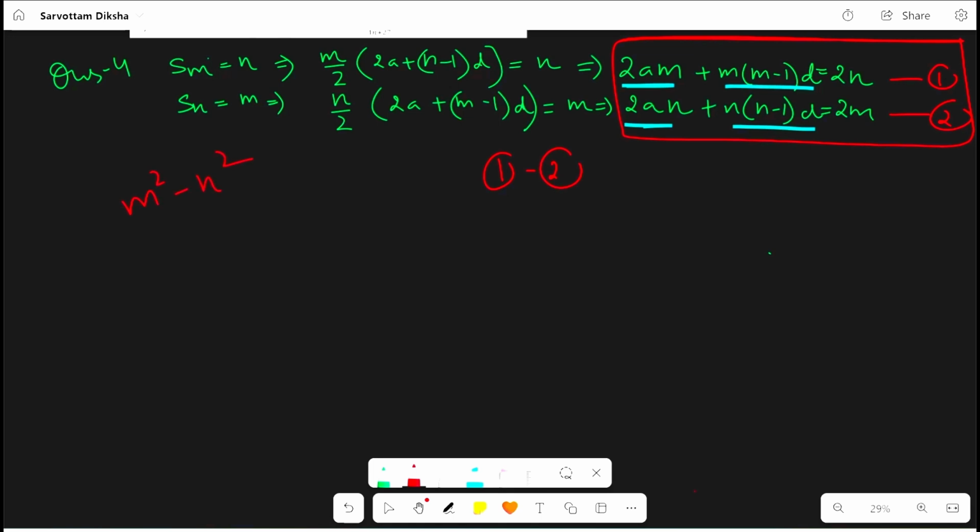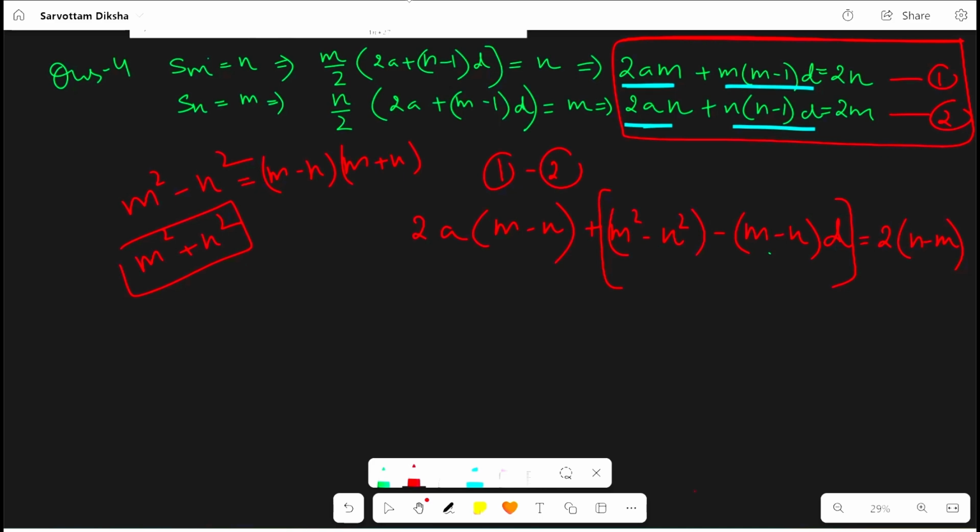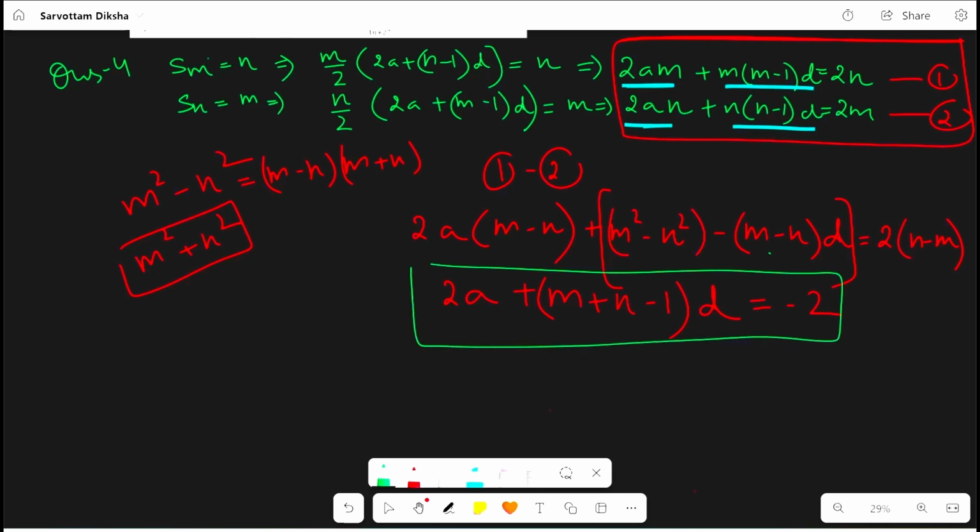M square minus n square is equal to m minus n into m plus n. But there is no formula for m square plus n square. If I add, this is what I will get. Now let me subtract and solve and see what is happening. And when I further solved, finally I got 2a plus m plus n minus 1 into d equal to minus 2. What are they asking me to find?